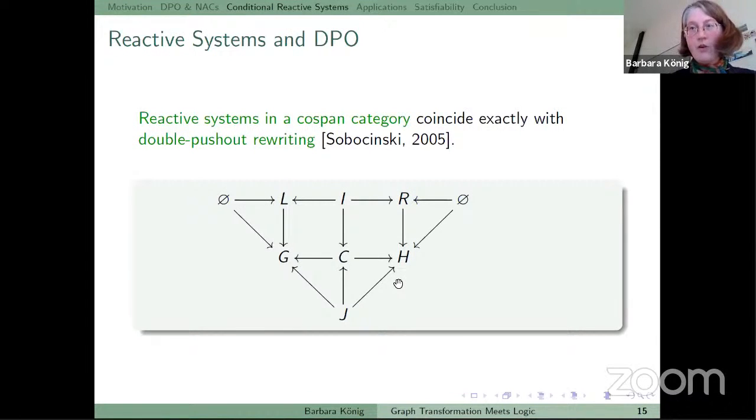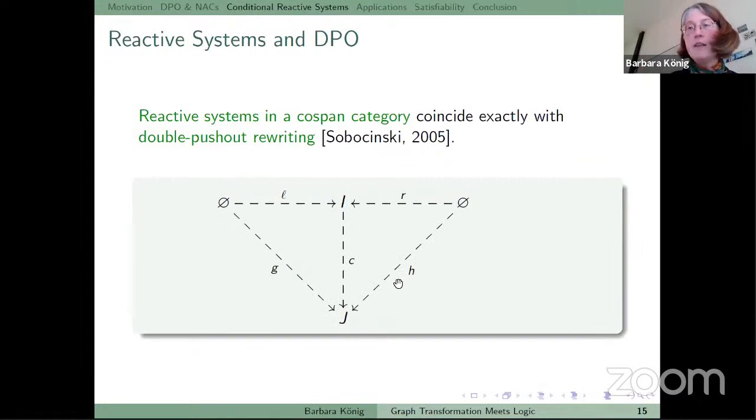So let's abstract from that, forget about graphs and graph morphisms, but look at the cospans and the cospan composition instead. And here are the cospans. You have L composed with C, which is G, is rewritten to R composed with C, which is H. So reactive systems generalize DPO rewriting if you take as a category the cospan category.